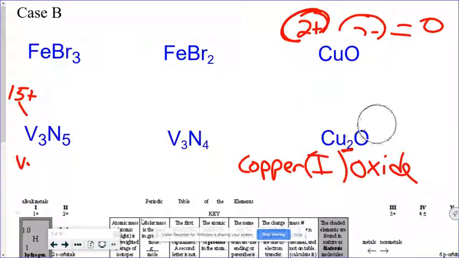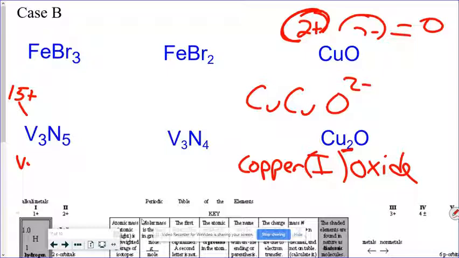So what would this look like? Well, it'd be CuCuO. We got a 2 negative charge there. All these coppers have to have a 2 positive charge overall. So each one is a 1 positive. That 1 positive is what goes right there in that Roman numeral.